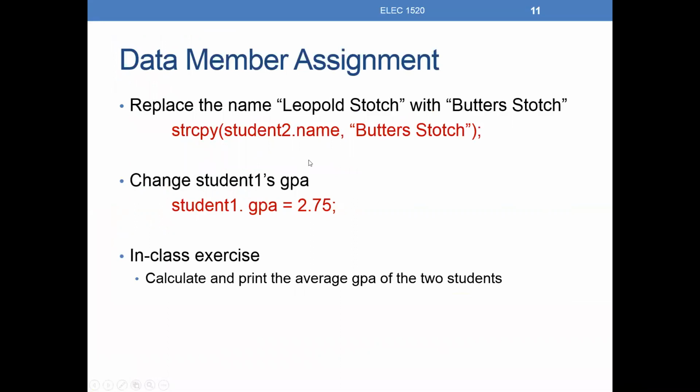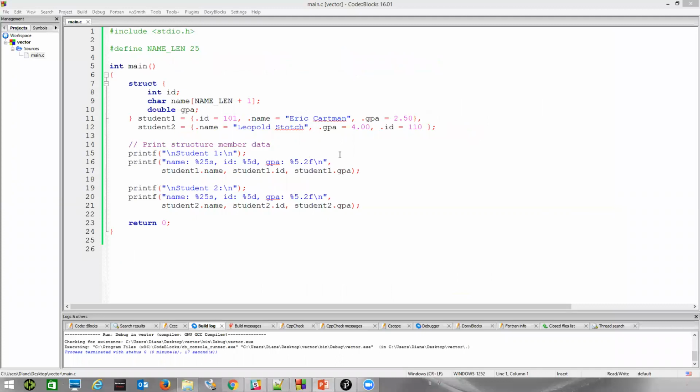For student 2, we gave the name Leopold Stotch. And if you watch South Park, you'll know that Leopold normally goes by Butters. Even his parents call him Butters. After setting up our record, we wanted to change his first name in there. We're going to use the string copy function again to make that change. And let's say that we also want to change student1's .gpa. Let's do that, and then we'll do the exercise of calculating and printing the average GPA of both of our students. So here, we want to make a change to his name after we initialize it.